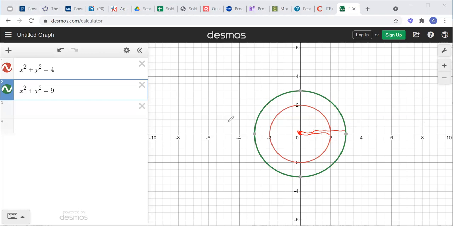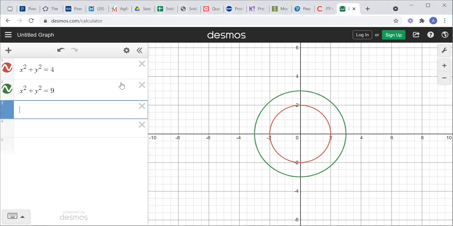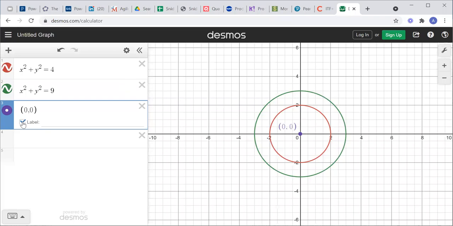Then how do you label the center? I think those are things we've done before. For the labeling, you just come down, open your bracket. Since the center is at 0, 0, close your bracket. And once you click here, it's going to label it for you.